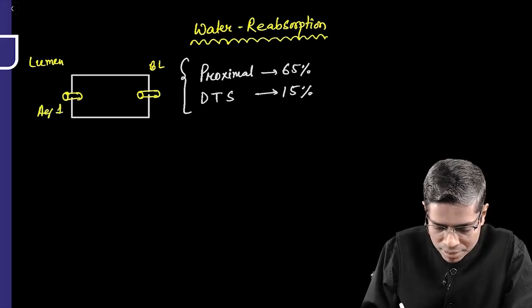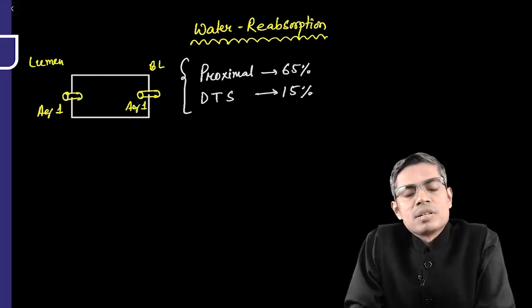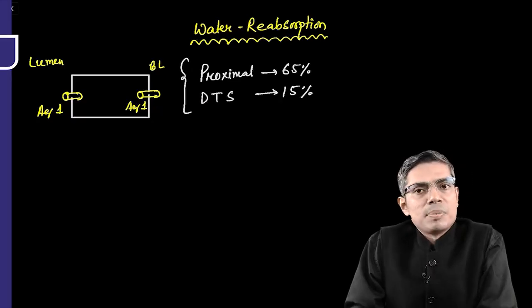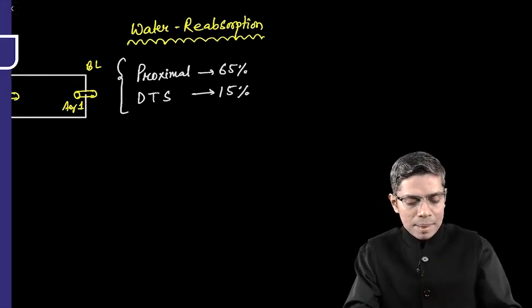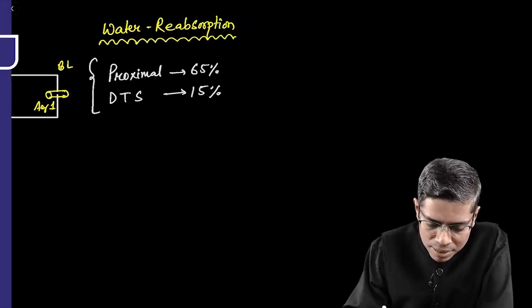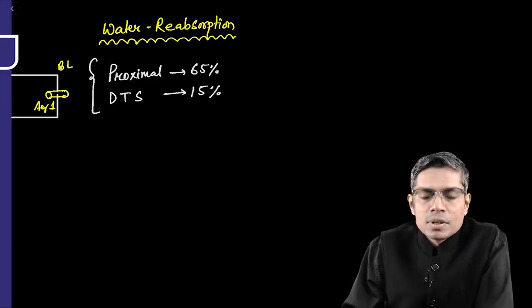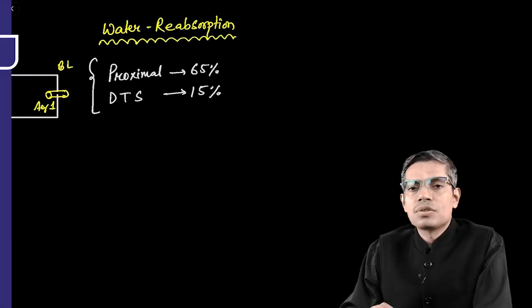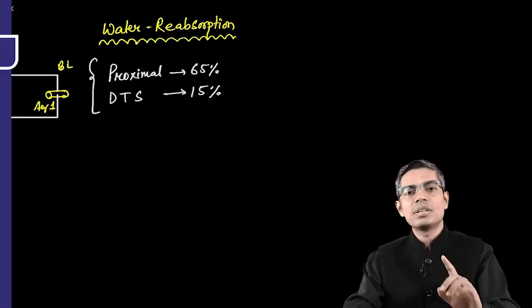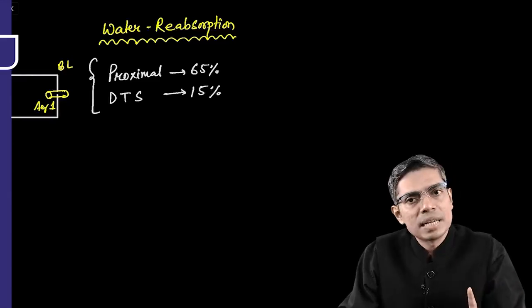In both cases, aquaporin 1 is present on the luminal membrane, and aquaporin 1 is also present in the basolateral membrane, right? So this water reabsorption which is happening at the level of the proximal tubule and the descending thin segment of the loop of Henle, do you think ADH can stimulate this water reabsorption? The answer is no, because ADH has action only on aquaporin type 2. Okay, only on aquaporin type 2.